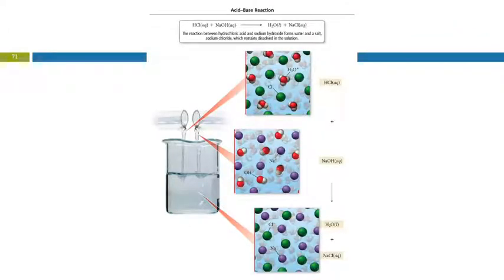Here we have an illustration of an acid-base reaction. So we've got hydrochloric acid, and we've got sodium hydroxide. And here the hydrogen ions are riding on the water molecules, and when they meet up with the hydroxide ions, they say, hey, I'm going to jump off of this hydronium ion, I'm going to jump onto the hydroxide ion, and then we'll all be water.